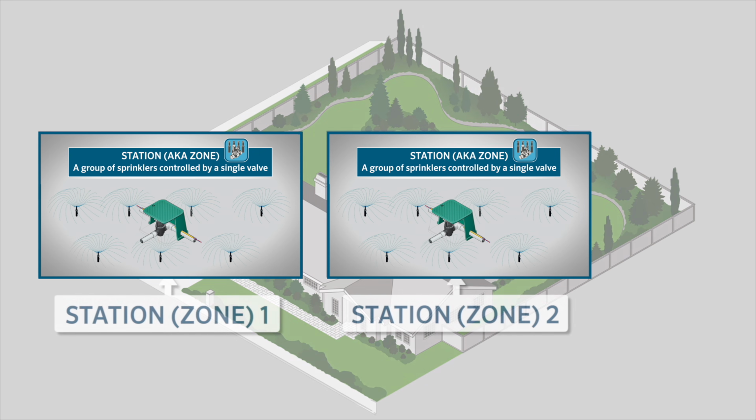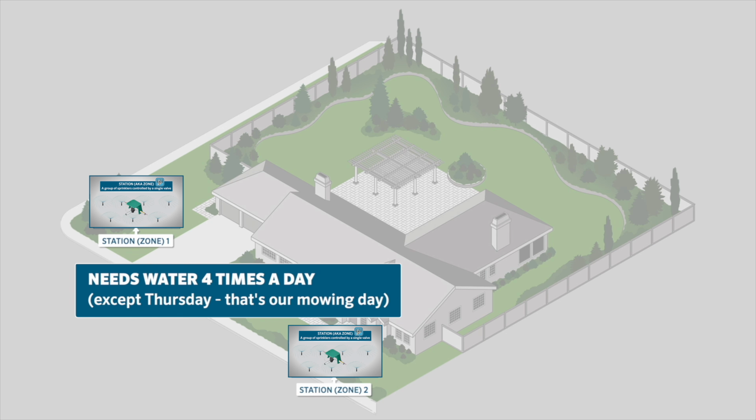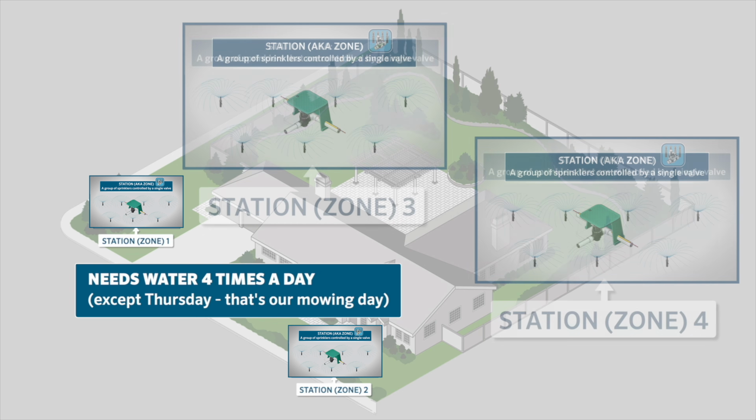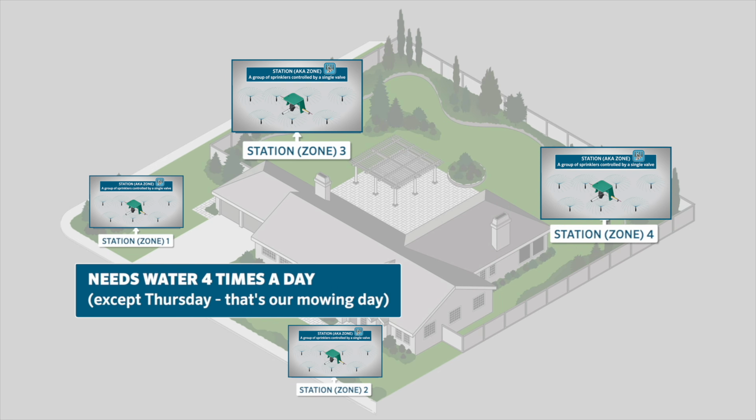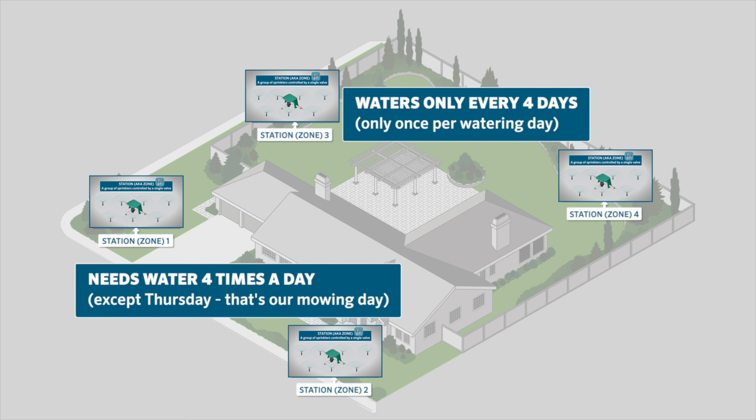To give you a deeper understanding of the programs, consider this real-life example. Let's say you have two newly seeded zones, Stations 1 and 2. Since the grass is new, you may need to water both zones on a daily basis, 4 times a day, with the exception of Thursday because that's your mowing day. Let's also say you have two other zones, Stations 3 and 4, that need to be watered only 1 time per day every 4 days.